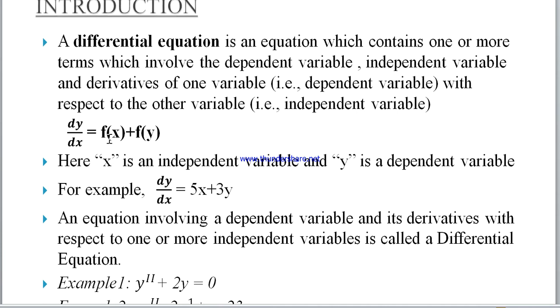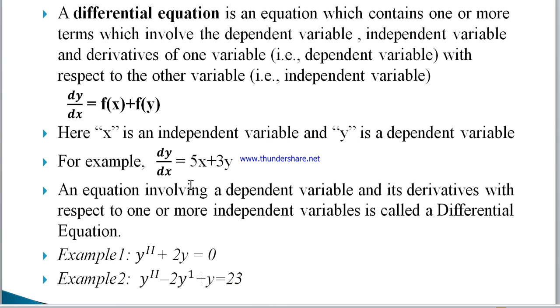F of x is a function in only x, f of y is a function in only y. So this type of equation is called a differential equation. For example, dy by dx is equal to 5x plus 3 is a differential equation. Here x is an independent variable and y is a dependent variable. So dy by dx is the derivative of y with respect to x.